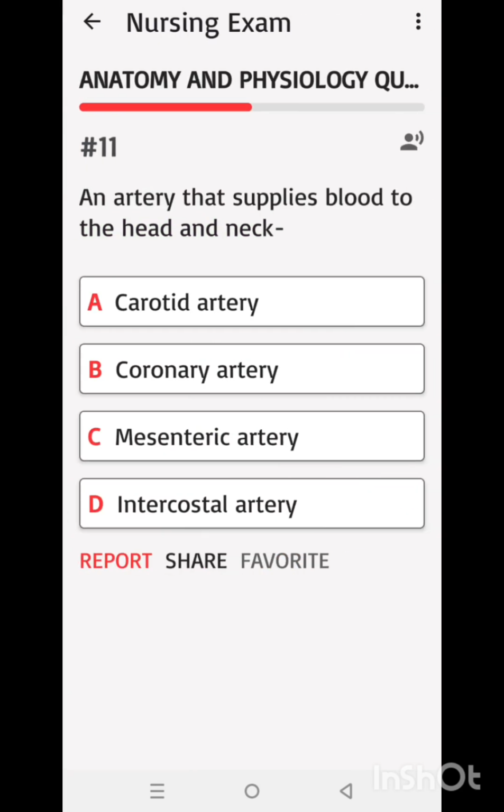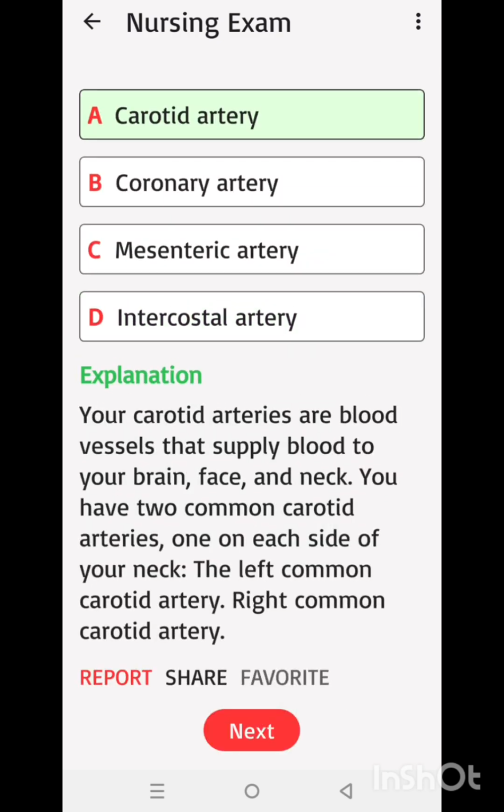An artery that supplies blood to the head and neck. A. Carotid artery. B. Coronary artery. C. Mesenteric artery. D. Intercostal artery. Correct answer. Your carotid arteries are blood vessels that supply blood to your brain, face, and neck. You have two common carotid arteries, one on each side of your neck, the left common carotid artery and the right common carotid artery.